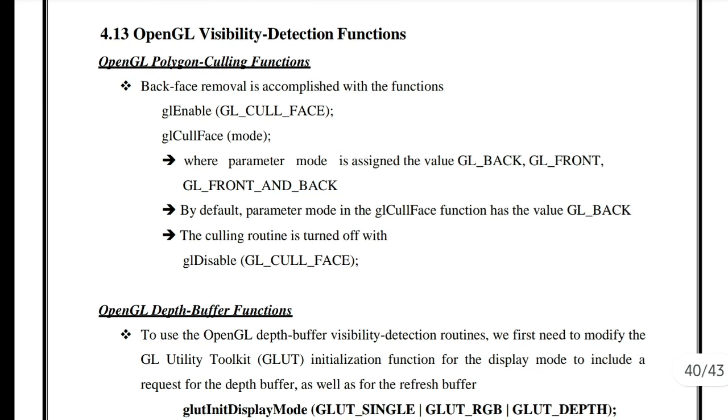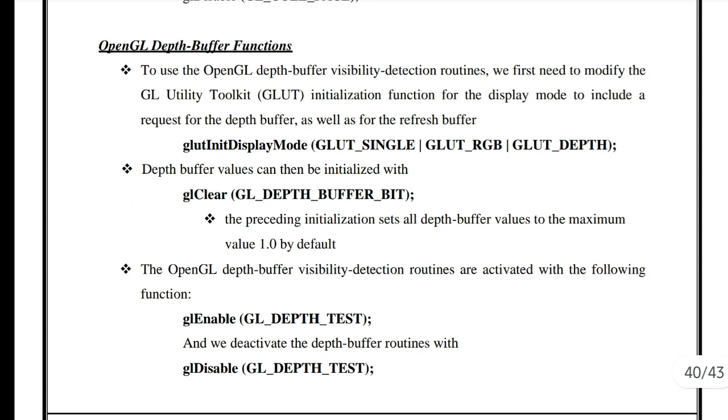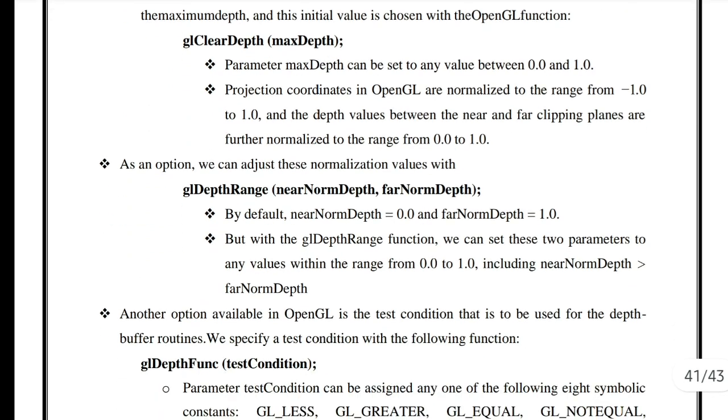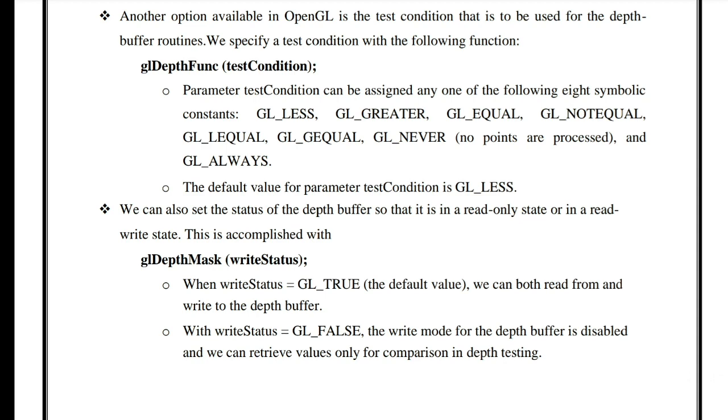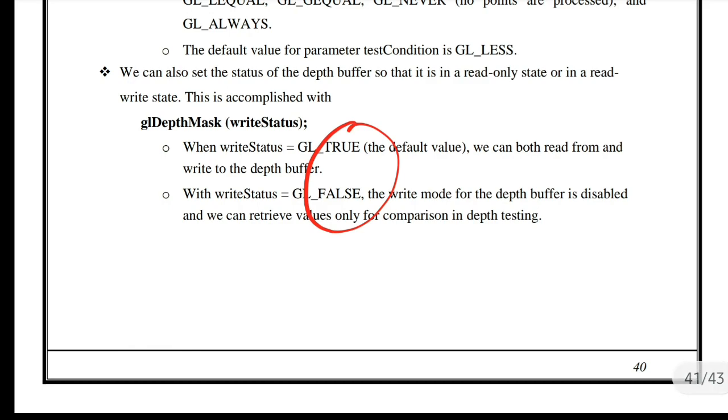And coming to the last topic, which is about the visibility detection functions, we have the polygon culling function. The back face removal function is defined here, and you can enable or disable it. Then there are the depth buffer functions: glutInitDisplayMode, glClear, enable and disable. To enable the buffer definitions, we will be using the depth here, and that is the function we already discussed in the lab part, right? This is the fourth program, I guess. With glClearDepth and the depth range we can set values, and the depth function can test the condition, whether it is less, greater or equal to the depth values you have given. With the depth mask, we can set the depth value writing either to true or false.